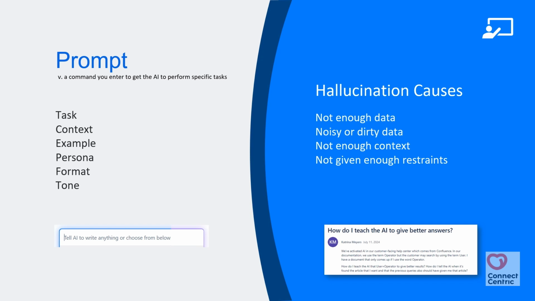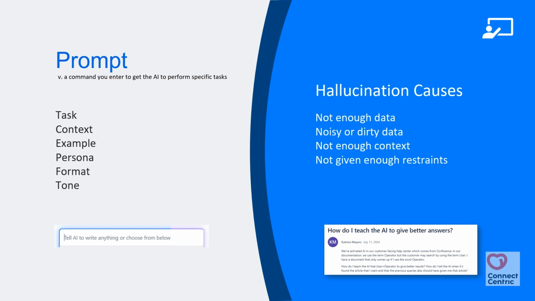Think of prompting AI like ordering at a restaurant. The clearer and more specific you are, the less likely you are to receive a surprise dish. You wouldn't just say food to a waiter and expect to be satisfied, right? Consider task, context, example, persona, format, and tone. You don't always need all six.